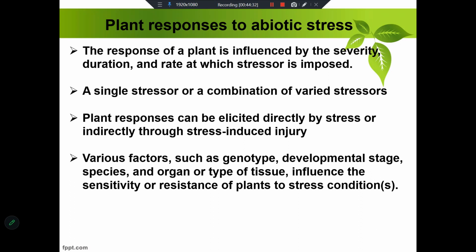And also the plant's responses can be elicited directly by the stress, or indirectly, like through induced injuries. So there are some direct effects and indirect effects of the stress factor. Because of the direct and indirect factors, you can see some changes in the plant.